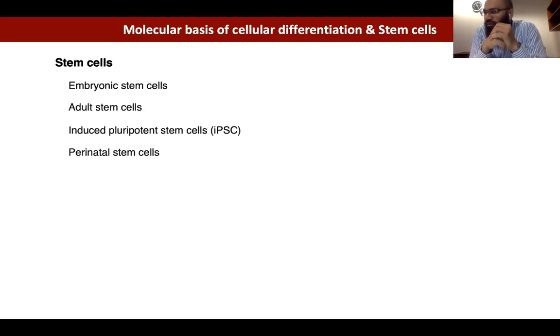So there are different types of stem cells, and we will go through most of them individually, and we will also learn differences between them. So there are embryonic stem cells, adult stem cells, induced pluripotent stem cells, perinatal stem cells. One basic property of the stem cells is that they can differentiate into many cell types. And the second one is their self-sustainability.